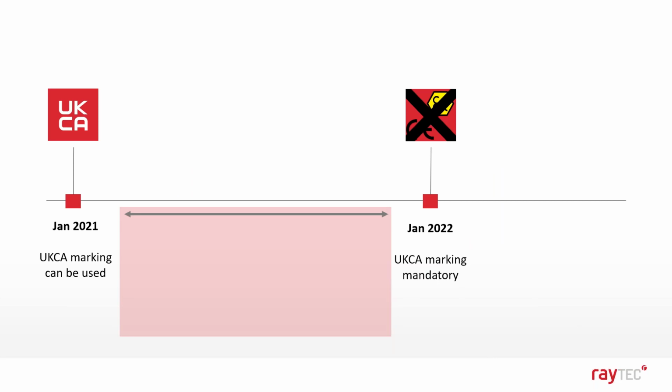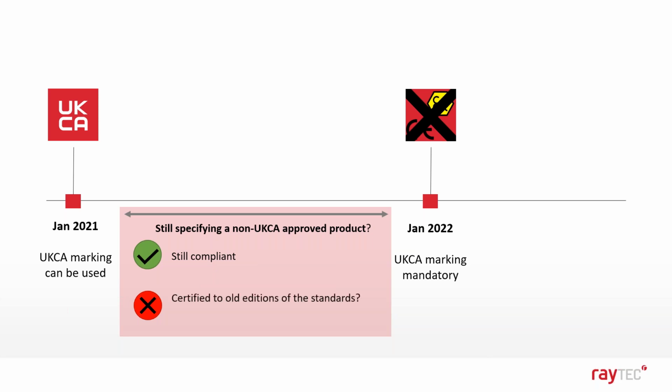So what should you consider as a specifier during this grace period? Are you still specifying a product that is not UKCA approved? If you are, then you're currently doing nothing wrong as long as the boxes are ticked that we discussed earlier. But is that product certified to the old editions of the standard? Will it still be available on the GB market after January 2022? Will it still be compliant? And you really have to consider ongoing scope of works beyond January 2022.